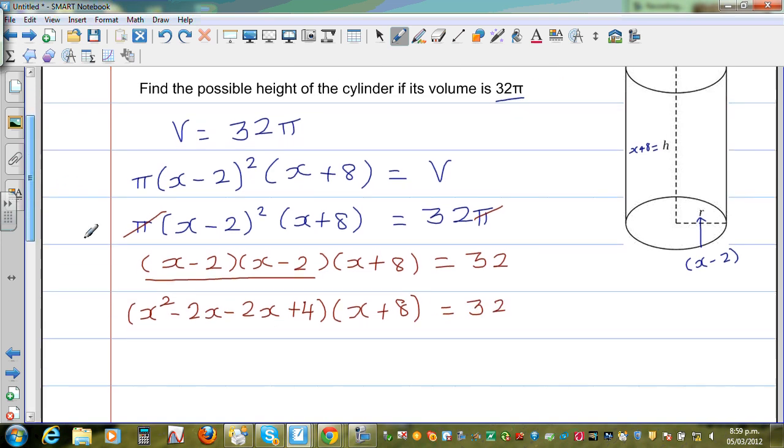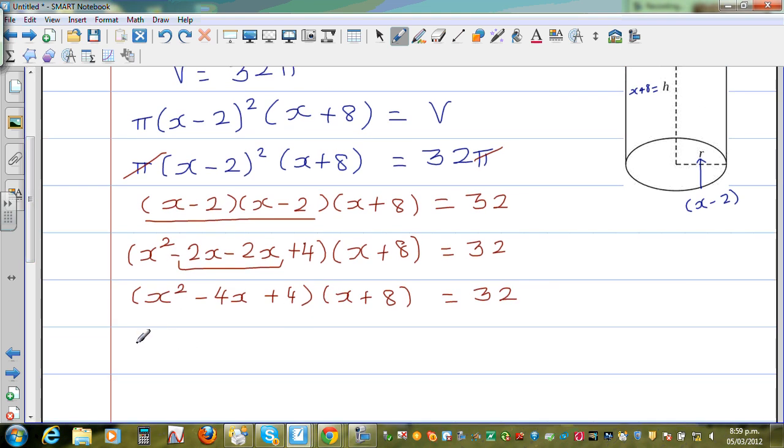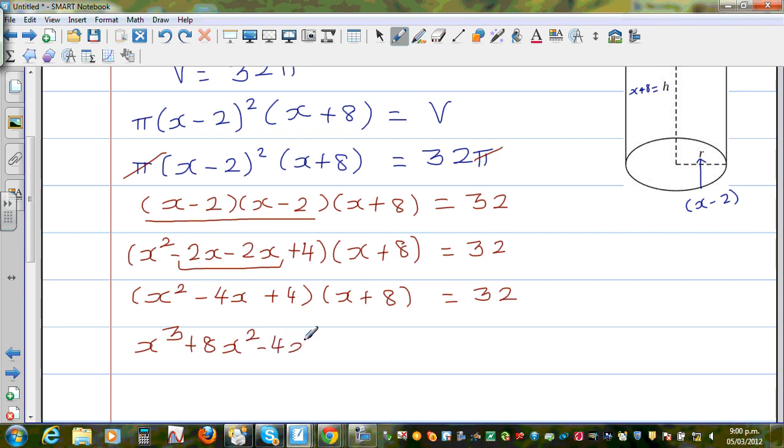Now I have to simplify this bracket before we expand again. So this is x squared minus 4x plus 4 times x plus 8 is equal to 32. Let us expand this further. x times x squared is x cubed, x squared times 8 is 8x squared. Now expanding with minus 4x: minus 4x times x is minus 4x squared, minus 4x times 8 is minus 32x. Then expanding with 4: 4 times x is 4x, 4 times 8 is 32, is equal to 32.